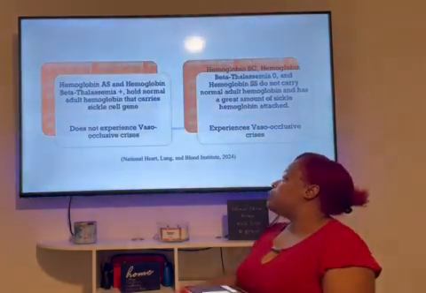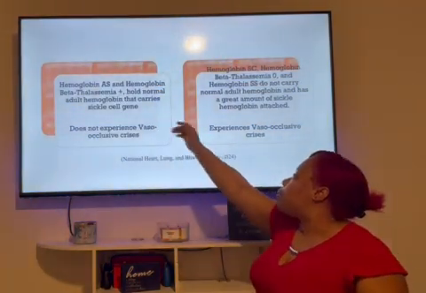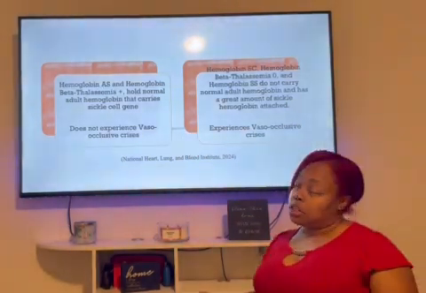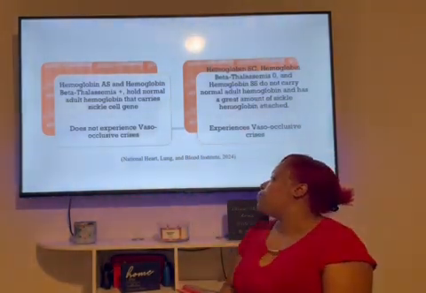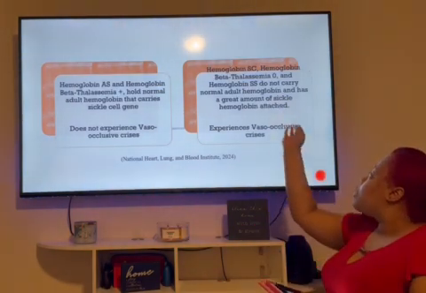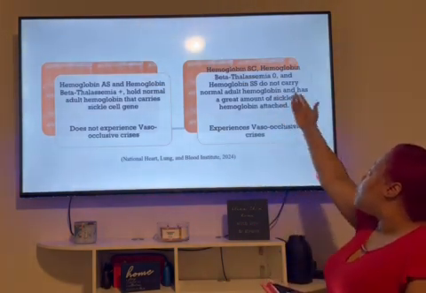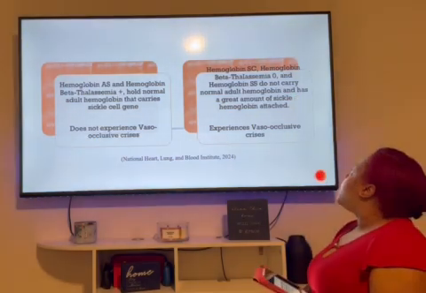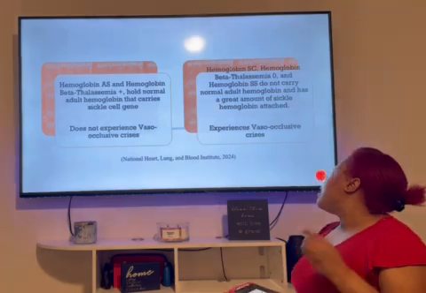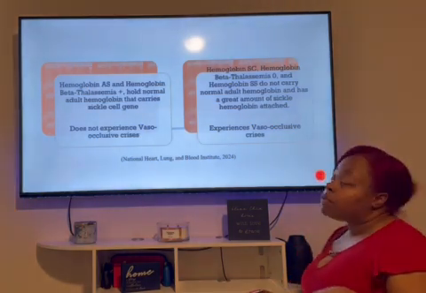So here, as you can see, hemoglobin AS and hemoglobin beta thalassemia plus hold normal adult hemoglobin that carries the sickle cell gene, and they do not experience vaso-occlusive crises. Hemoglobin SC, hemoglobin beta thalassemia 0, and hemoglobin SS do not carry normal adult hemoglobin and have a great amount of sickle hemoglobin attached. They do experience more vaso-occlusive crises.